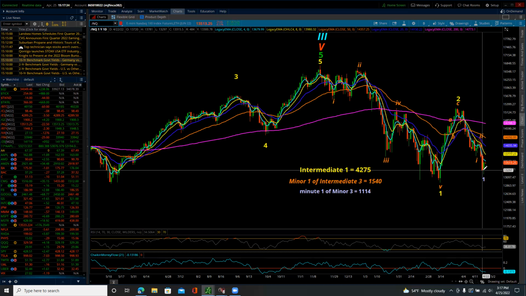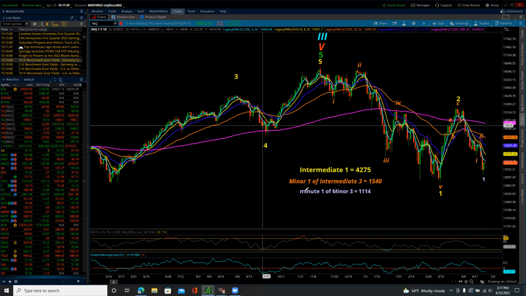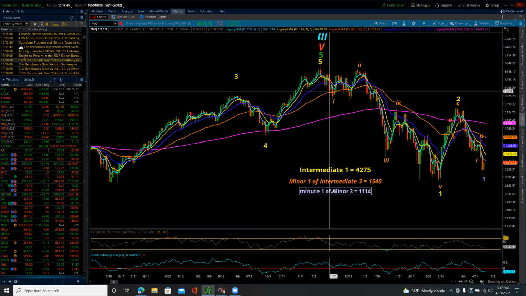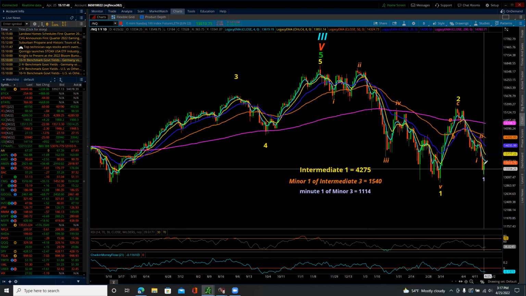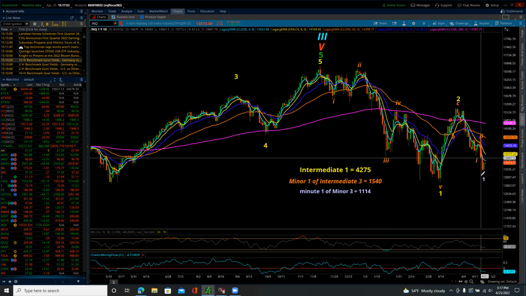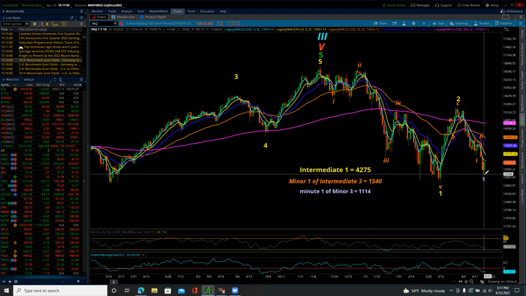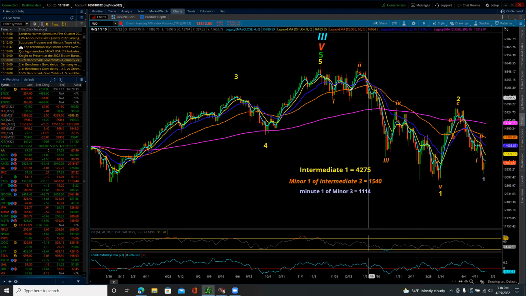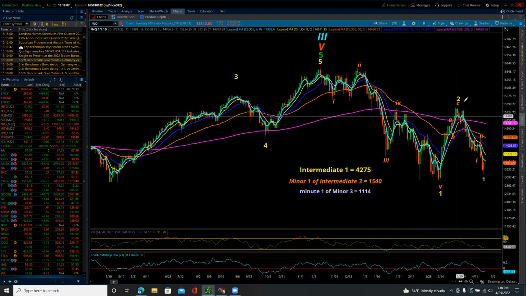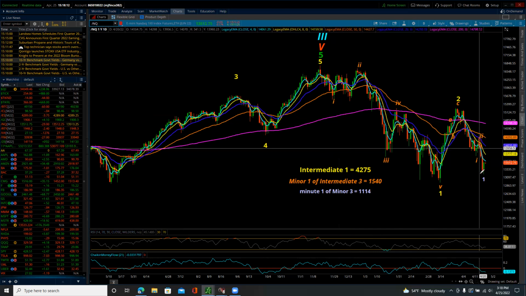But in the case of our big picture, minor wave 1 of intermediate 3 is 1,540 points. Minute wave 1 of minor 3 is 1,114, and that is what we did off of the 14,298 high down to this morning's low at 13,184. Now, as I have been discussing, the waves are going to subdivide, and they'll do it more than once. Okay, well, here's the first one. Here's the second. And now here's the third.